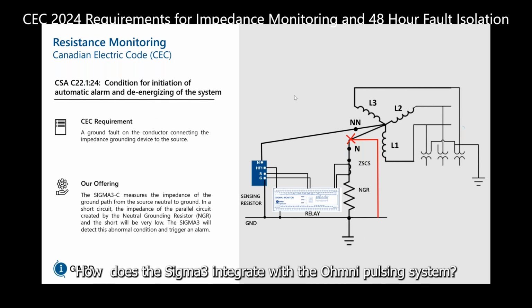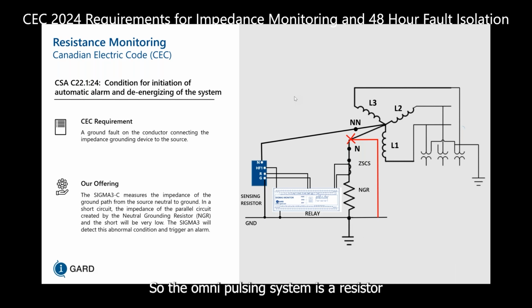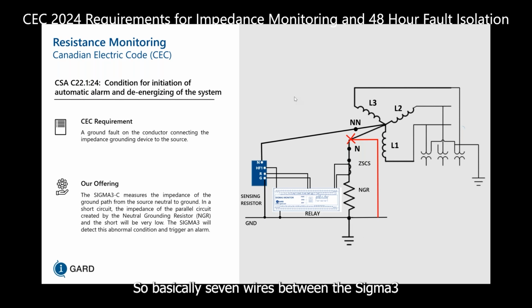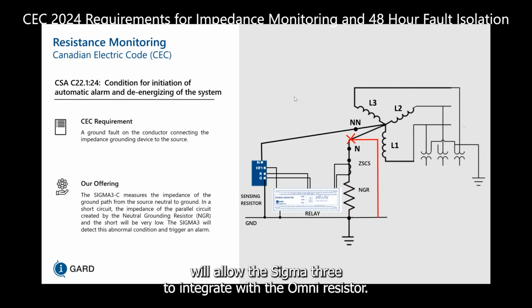How does the SIGMA3 integrate with the OHMNI pulsing system? So the OHMNI pulsing system is a resistor that we typically offer that includes pulsing. It also has a sensing resistor and CT. So basically 7 wires between the SIGMA3 and the OHMNI pulsing system will allow the SIGMA3 to integrate with the OHMNI resistor.